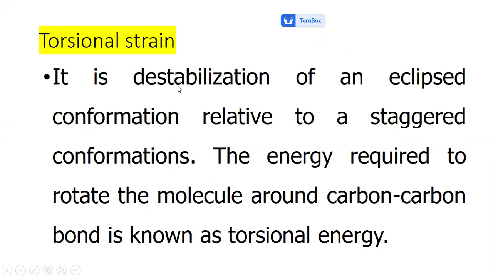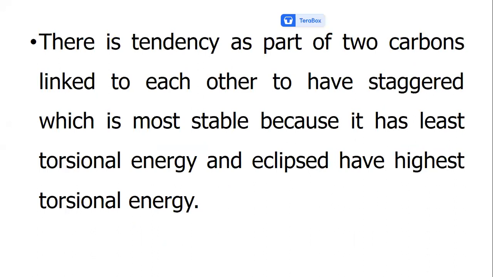Torsional strain is the destabilization of an eclipsed conformation relative to the staggered conformation. The energy required to rotate the molecule around the carbon-carbon bond is known as torsional energy. There is a tendency for carbons linked to each other to adopt the staggered conformation, which is most stable because it has the least torsional energy, and the eclipsed has the highest torsional energy.